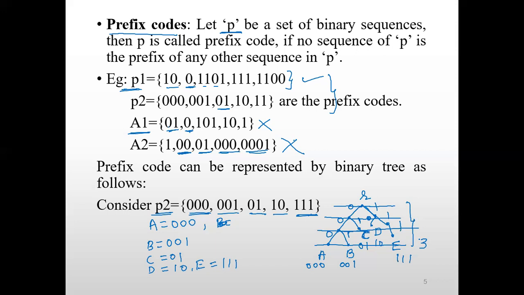So this is how we can convert the prefix code into the binary tree. Here it is the root, level 1, level 2, and level 3. At level 3, there are some leaf nodes. So this completes the explanation for the prefix code. In the next videos, let's solve problems regarding the prefix code.